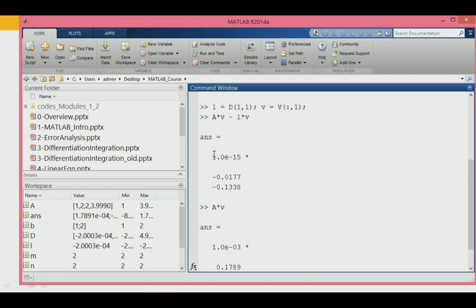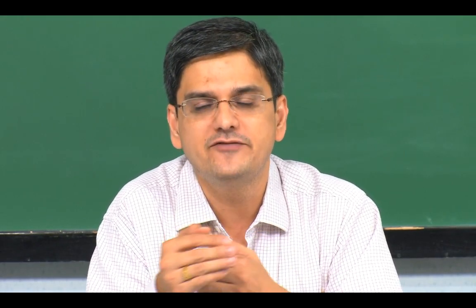So, for all practical purposes, this particular guy A multiplied by lambda is almost equal to lambda multiplied by v. Okay. Again, keep in mind what we had said earlier in the previous 2 modules: a computer is a finite precision machine. What that means is that the computer has a least count.